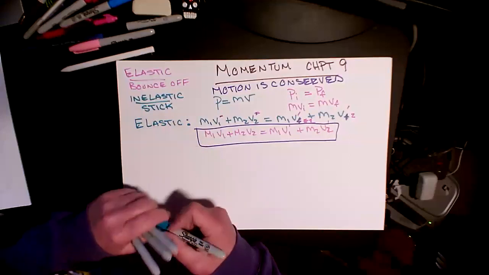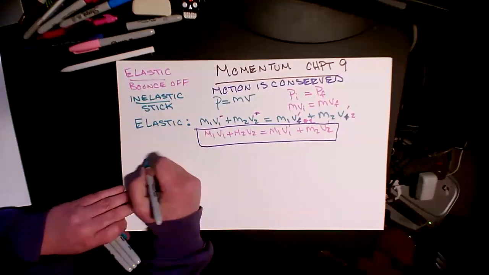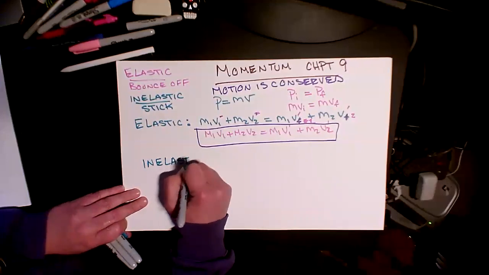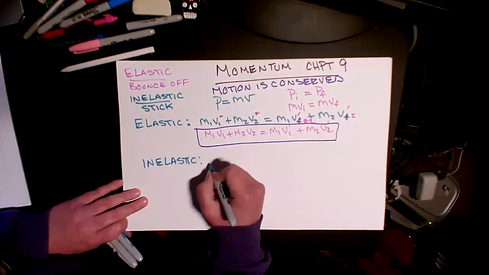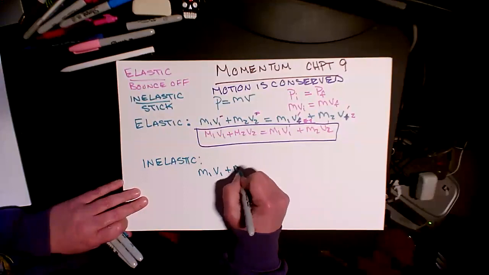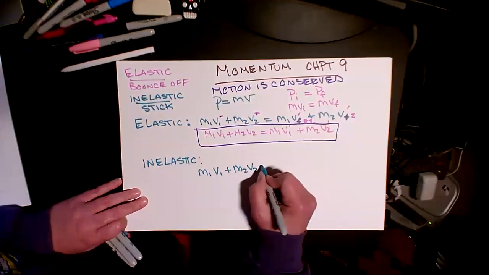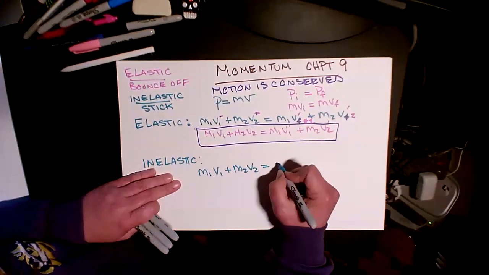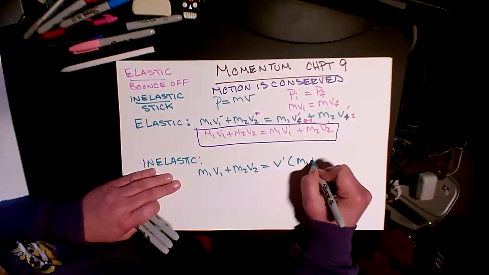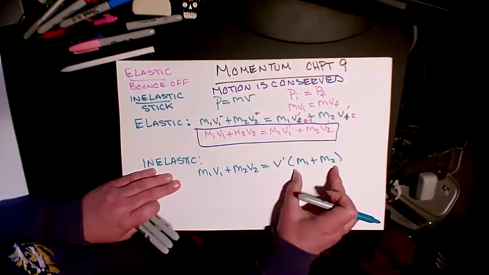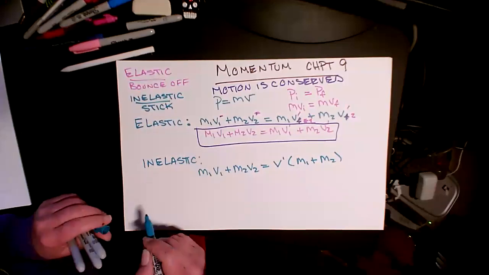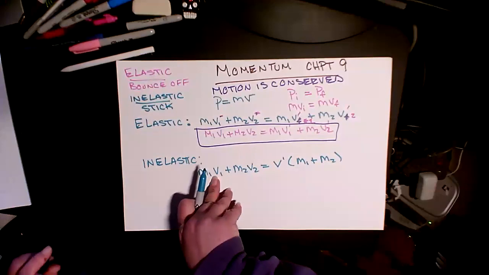So let's see. That's elastic. Inelastic, that just says they're sticking. So I would have mass 1, velocity 1, not volume, that's chemistry, plus mass 2, velocity 2, equals V prime, so the final velocity times the sum of the masses. And all this says is they've stuck together. So this is an inelastic collision.